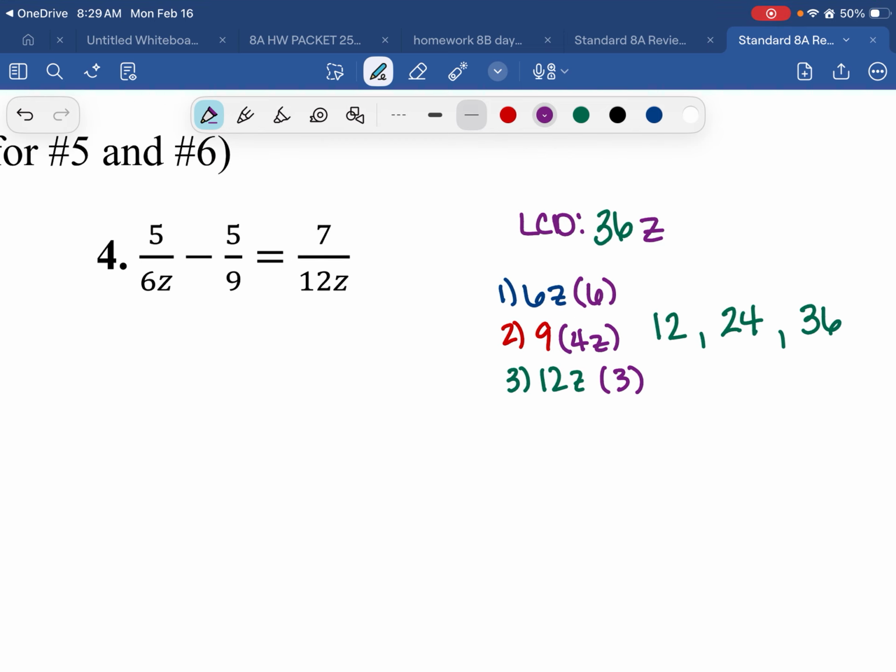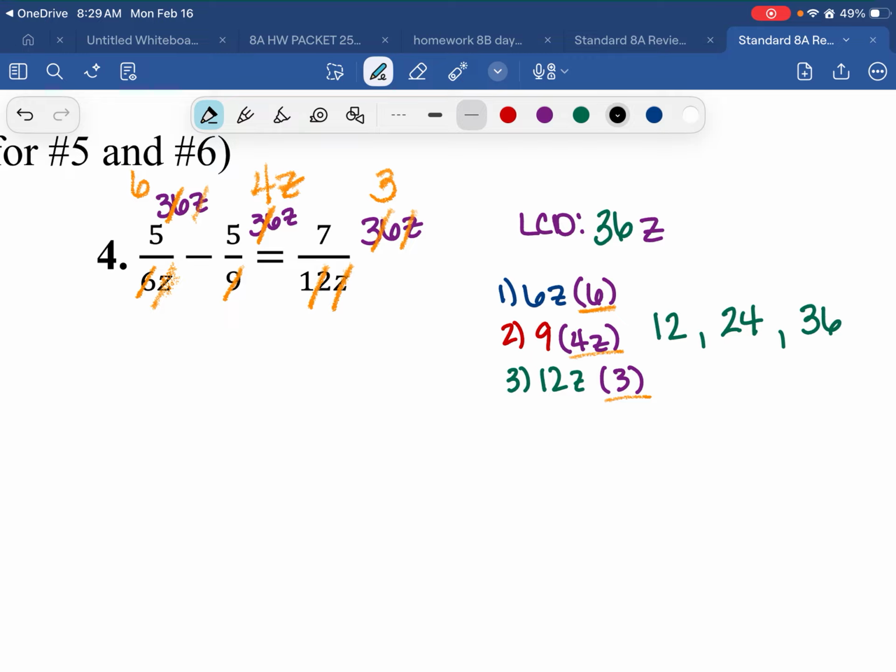So taking my LCD, 36Z, times each one of these, I'm going to simplify. Z cancels with Z, and 6 cancels with 36 and leaves me with a 6 on top, which is what I said over here. 9 cancels with 36 and leaves me with a 4, and then you'd have a Z on top. Z cancels with Z. 12 cancels with 36 and leaves me with a 3, which are all the additional values that I said over there.